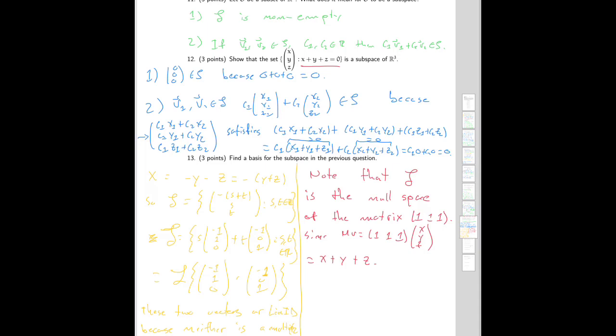Okay, so S is equal to the null space of a matrix. So that tells us it's a subspace, because the null space of a matrix or the null space of a linear transformation is a subspace. Okay, so how can you use this to actually solve problem number 13, which is to find a basis? Well, we're going to take this matrix and row reduce it. We want to get it into reduced row echelon form.